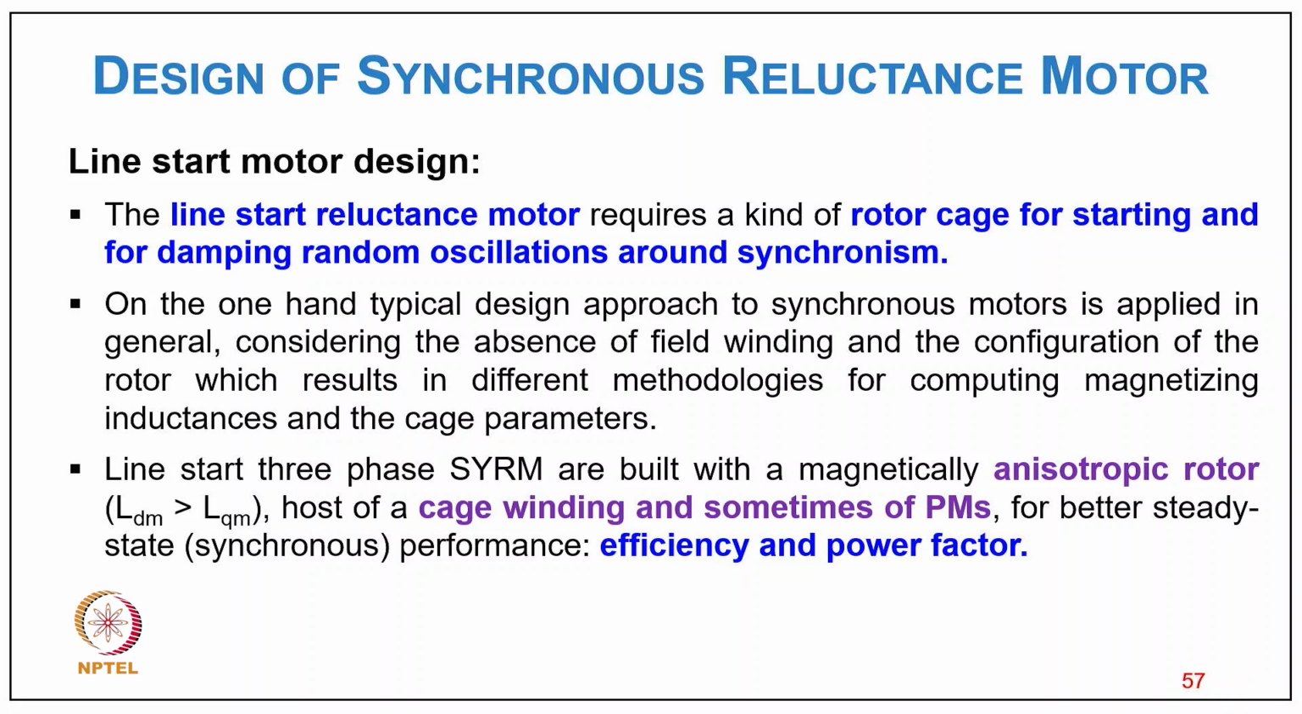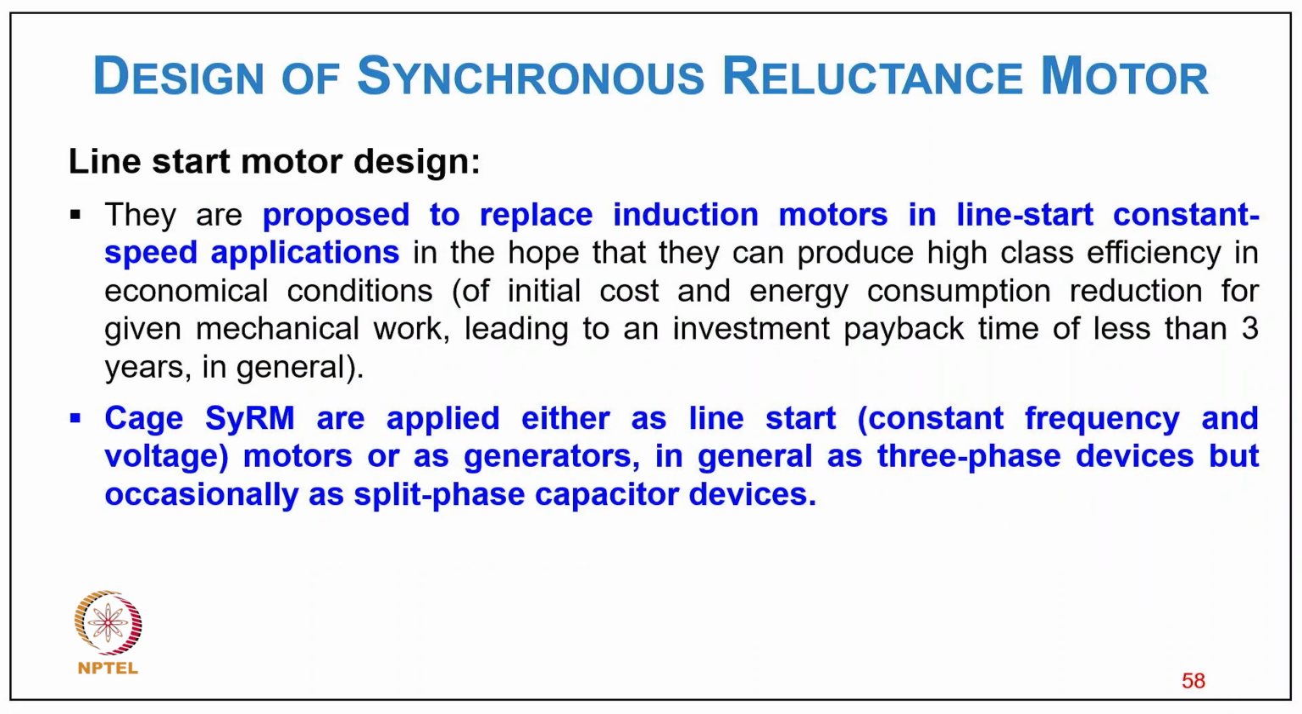Line start three-phase synchronous reluctance motors are built with a magnetically anisotropic rotor, that is Ldm greater than Lqm, with a cage winding, and sometimes PM assisted for better steady state synchronous performance, efficiency and power factor. They are proposed to replace induction motors in line start constant speed applications in the hope that they can produce higher efficiency classes in economic conditions, with initial cost and energy consumption reduction for a given mechanical work, leading to an investment payback time of less than 3 years in general.